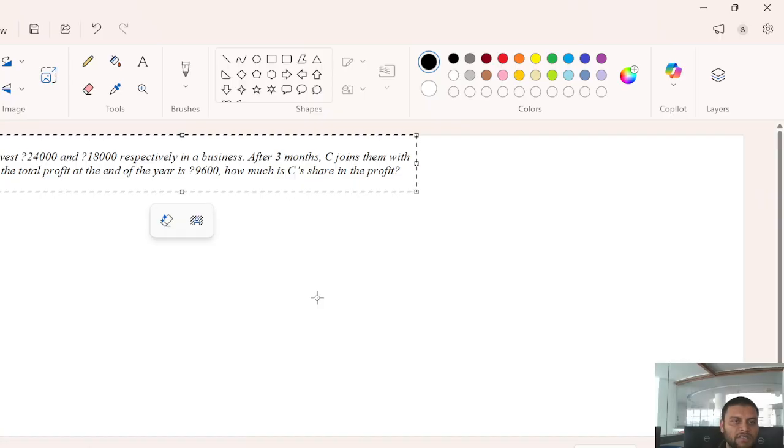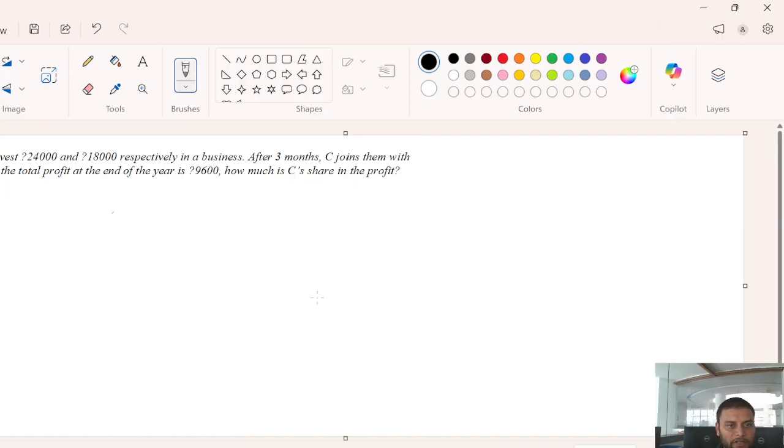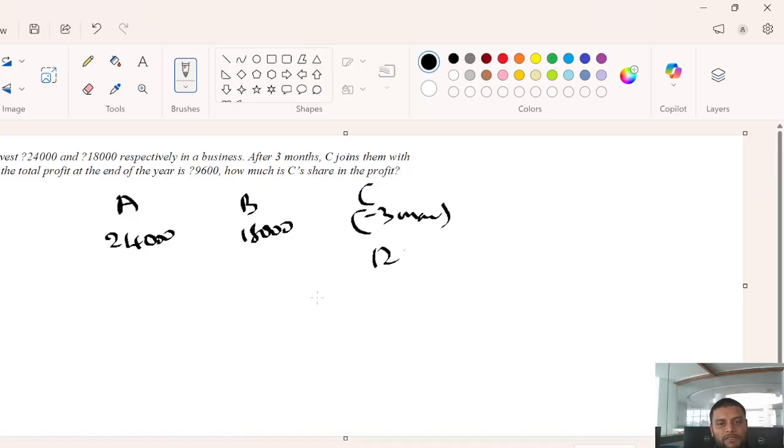Okay, this question says A and B invest 24,000 and 18,000 rupees respectively. So A is investing 24,000, B is investing 18,000 in a business. After 3 months, C joins. C is joining after 3 months, guys, with 12,000 rupees. If the total profit at the end of the year is given as 9,600, then what will be the C share in this?